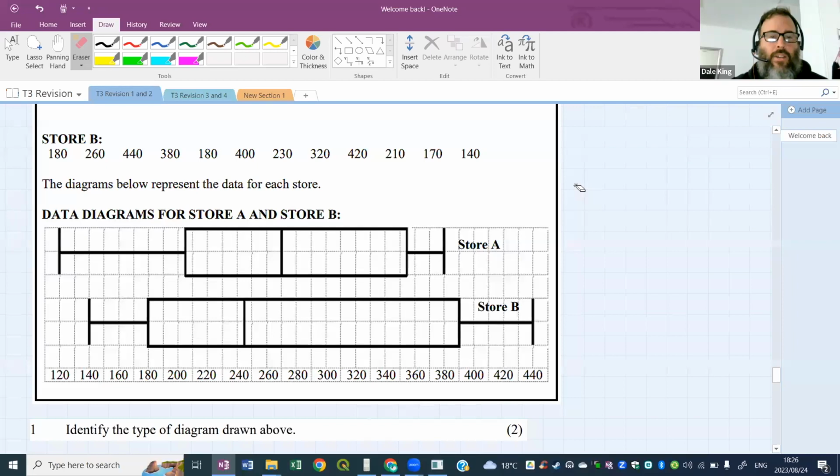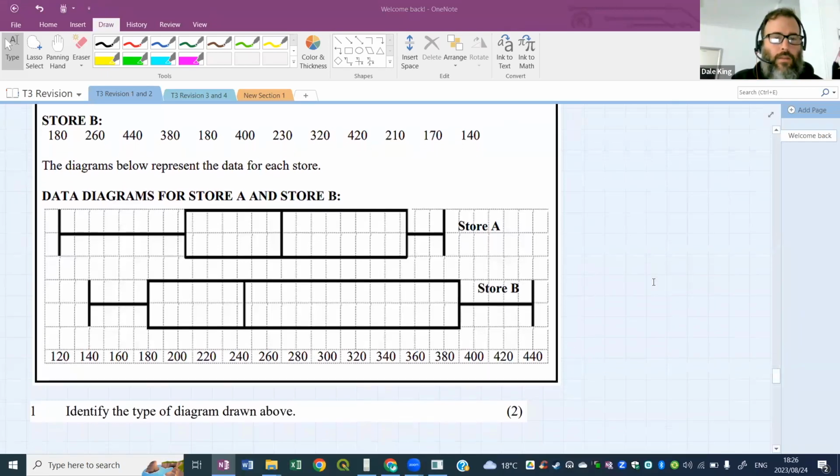Identify the type of diagram drawn above. Don't hurt yourselves now. Identify the type of diagram drawn above. Free money for this question one here. You can type it into chat. What kind of diagrams are these, ladies and gentlemen? Box and whisker plots. Thank you. 2 marks in the bag. Easy money on question 1. Let's move on.